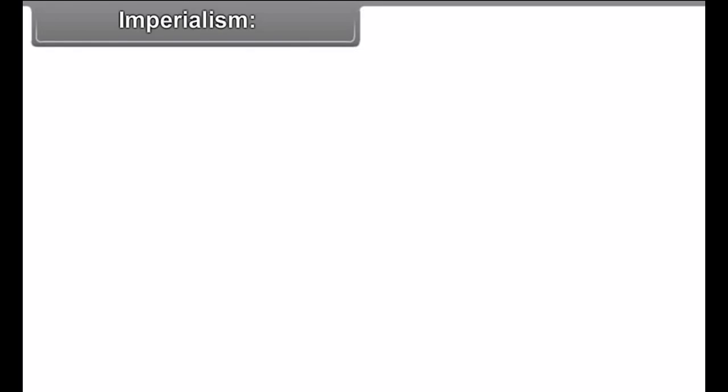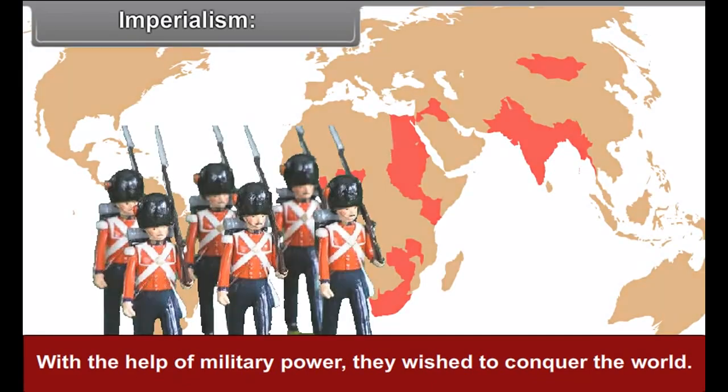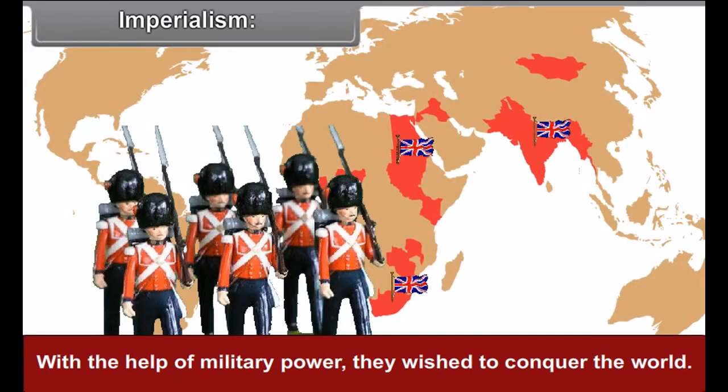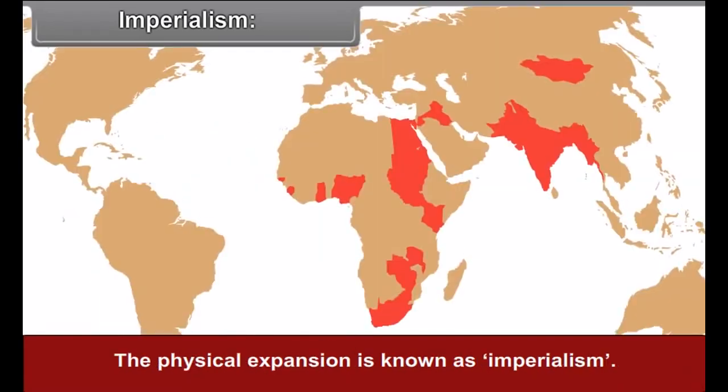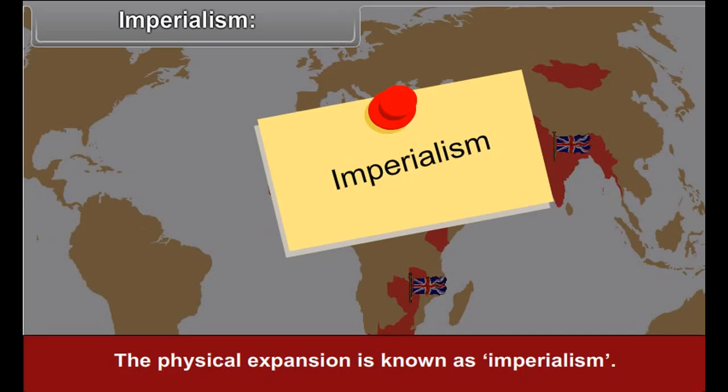Imperialism. The powerful countries in the world crossed the borders of their own country and expanded their rule. With the help of military power, they wished to conquer the world. The physical expansion is known as imperialism.